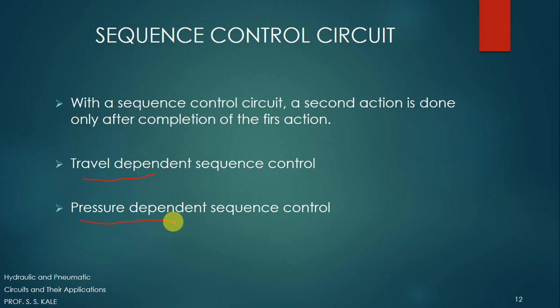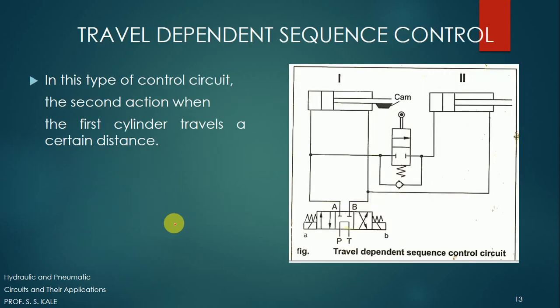Now we are going to see what is meant by the travel dependent sequence control circuit and the pressure dependent sequence control circuit. This is a travel dependent sequence control circuit. In this type of control circuit, the second action is done when the first cylinder travels a certain distance. So this is the first cylinder and this is the second piston cylinder arrangement. The downside part you are familiar with, and the direction control valve is also familiar.